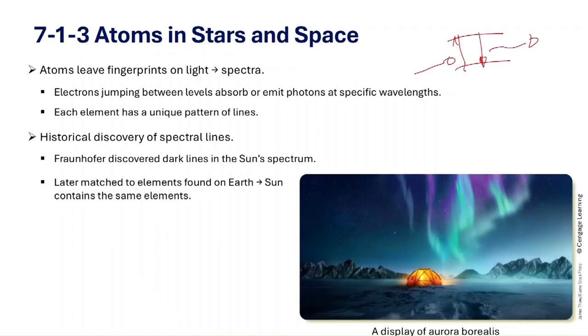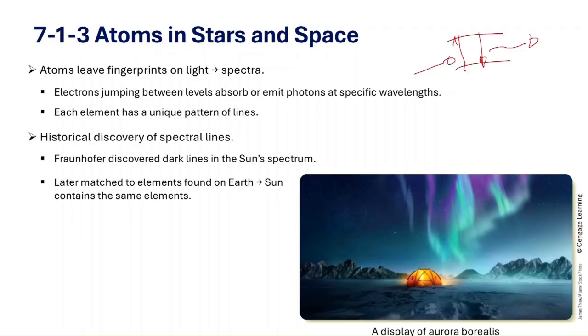So back in the early 1800s, Joseph Fraunhofer studied sunlight with a prism and noticed dark lines crossing the spectrum. But at the time, no one knew what they were. And decades later, scientists realized those dark lines matched elements on Earth. So this was a breakthrough that showed the sun, and by extension the stars, contain the very same elements we find here on our planet.